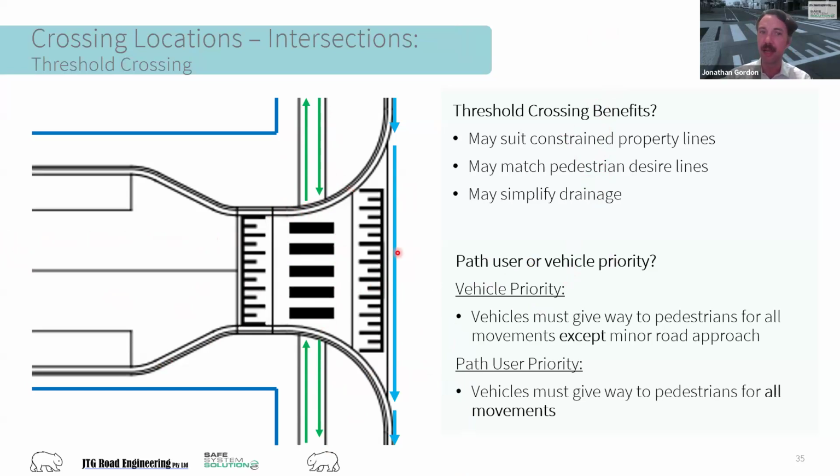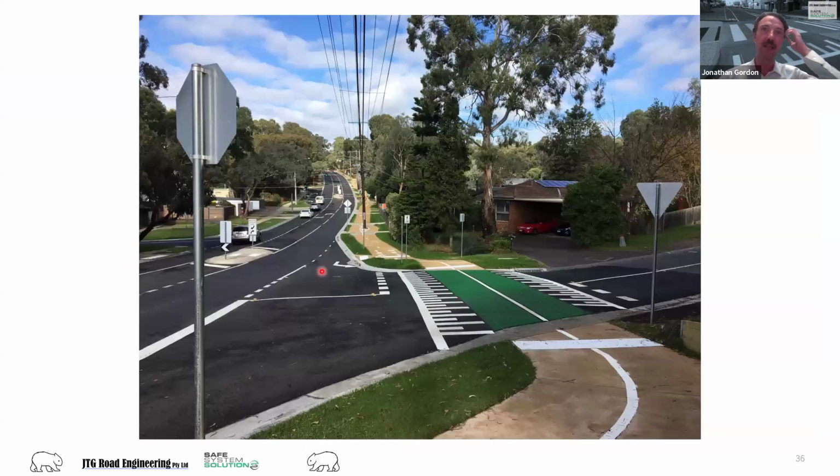Then if it was a path user priority, so a wombat crossing or any other priority crossing, then all the same movements except the vehicle approaching must give way to them. They can then, after they've given way to a pedestrian crossing, still pull over here and block the crossing until they're able to turn out. So they don't need to keep a crossing clear if it's at a threshold location. Just moving on to the next slide here. So then we've also got our setback arrangements though.